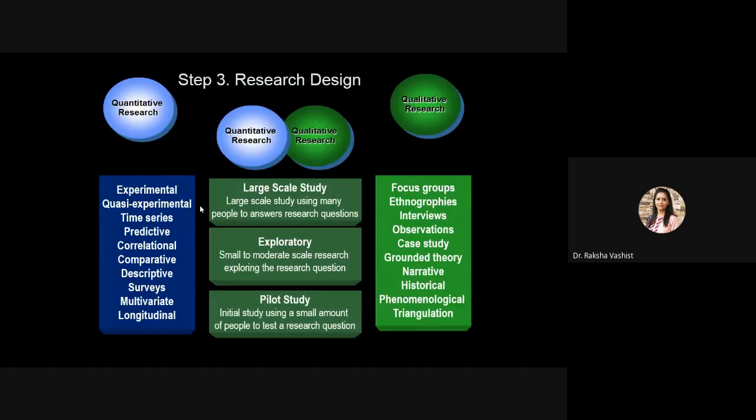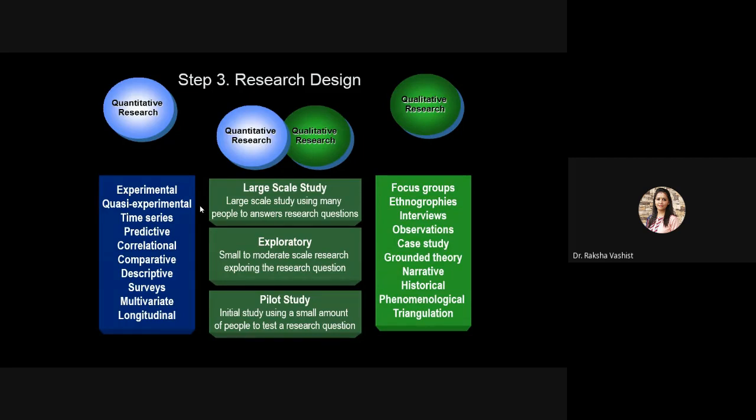Then go to the third step, that is research design. Research design is basically a blueprint of a scientific study. It includes research methodologies, tools, and techniques to conduct the research. So basically, we have three types of studies: quantitative studies, qualitative studies, or a study which includes both qualitative as well as quantitative aspects.